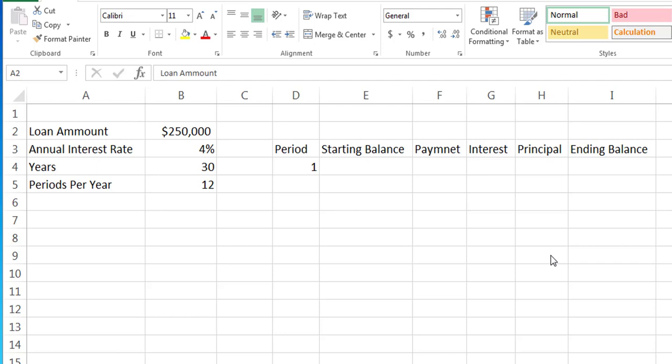So what we're trying to accomplish here is we're creating an amortization table, or an amortization schedule. And this is a pretty common tool. You see this when you're applying for a home loan, for example, and you're borrowing money to buy a house.